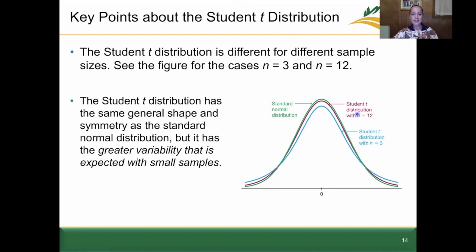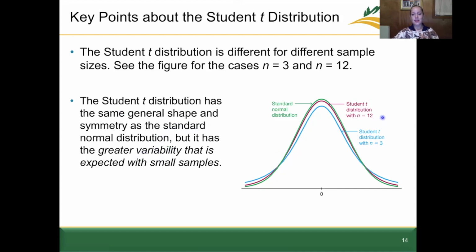So as you can see, the student t-distribution has the same general shape, so it's symmetric, it looks bell-shaped. So it has the same general shape as the standard normal distributions we're used to working with. But it has a greater variability that is expected with smaller sample sizes.